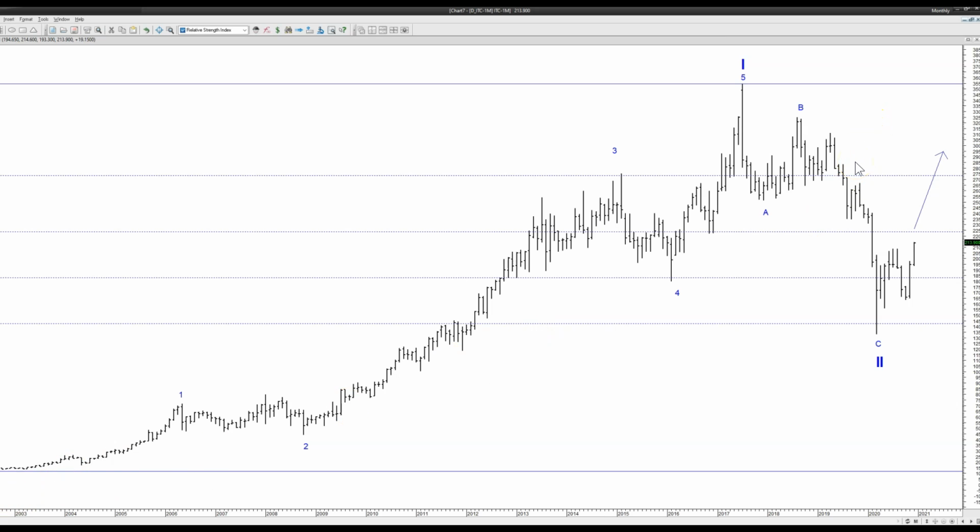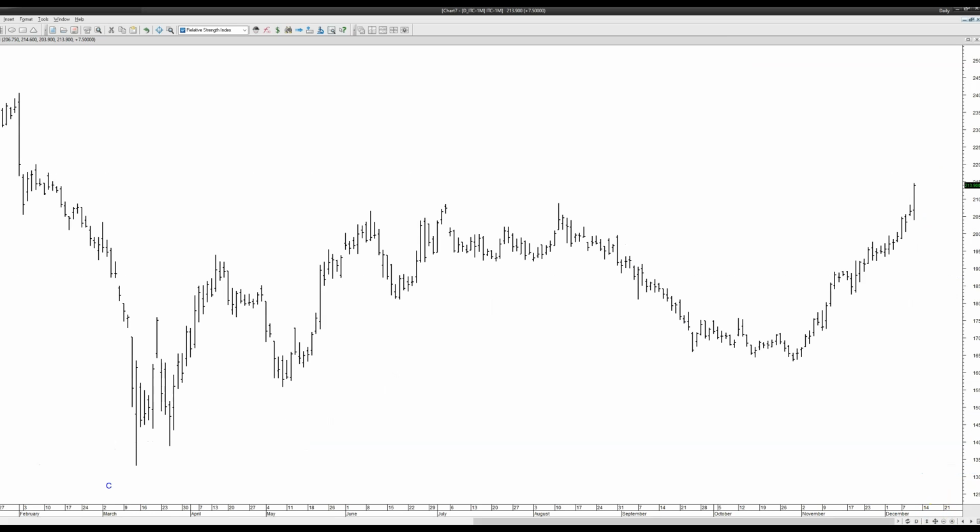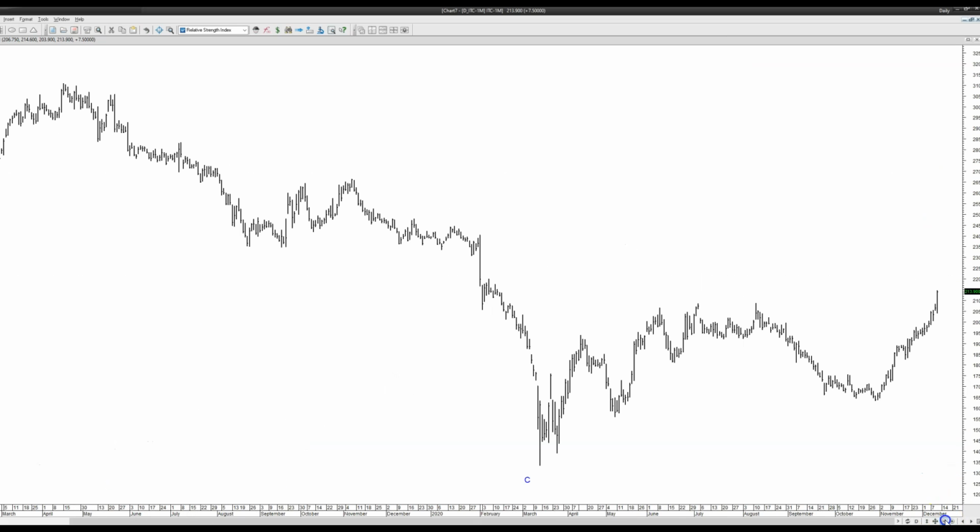So, we are going with a label of 1 up and 2 down for ITC, following which the stock has started to rise once again. And now, let us go to the daily chart and see what has been happening. On the daily chart, we have this formation.